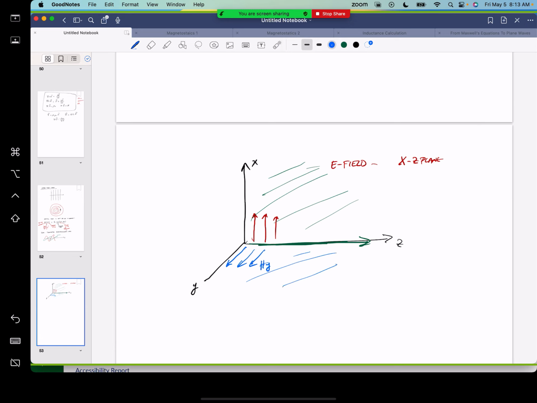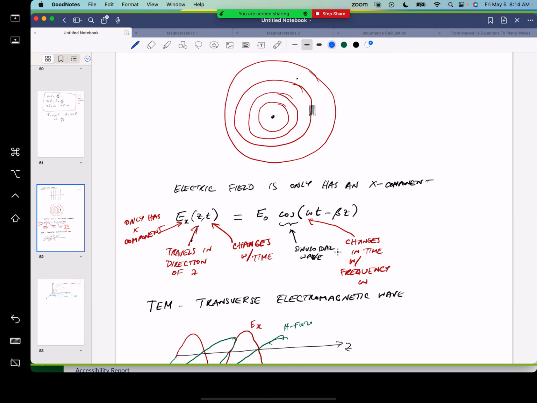So the H field would only be in the YZ plane in this case. Alexandria, we could have easily switched it the other way. We could have said that the electric field is in the YZ plane and the magnetic field is in the XZ plane. I'm sorry about the visuals here, but as long as the E field and the magnetic field are perpendicular to each other and the direction of travel, they could lie in any of those orientations, and that satisfies the transverse electromagnetic idea.